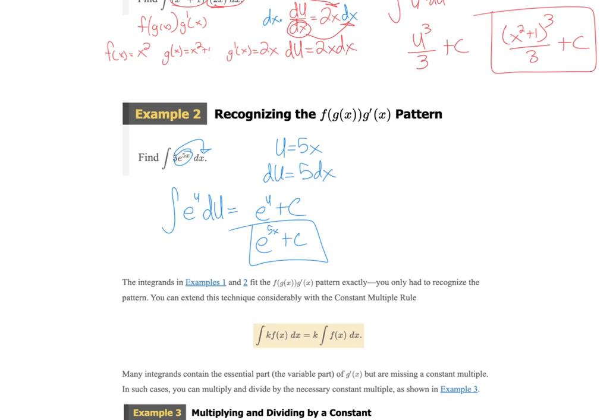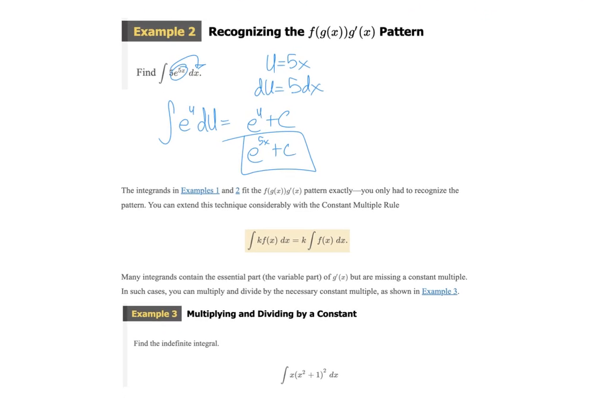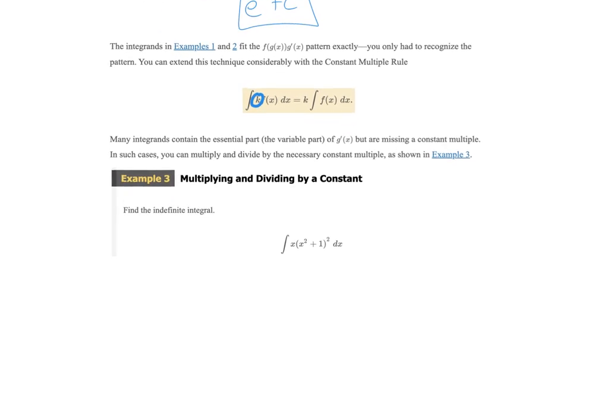Now, these patterns fitted exactly, so it was fairly obvious to see. Sometimes, though, we might have a constant multiplier that doesn't belong there, so we pull it out. And this is where the u can help us keep track of what exactly needs to be in there. So let's take a look.